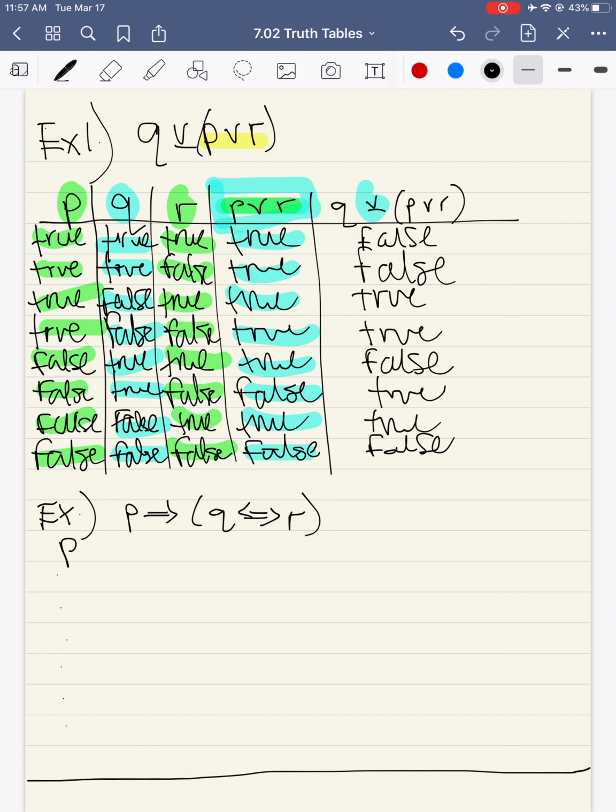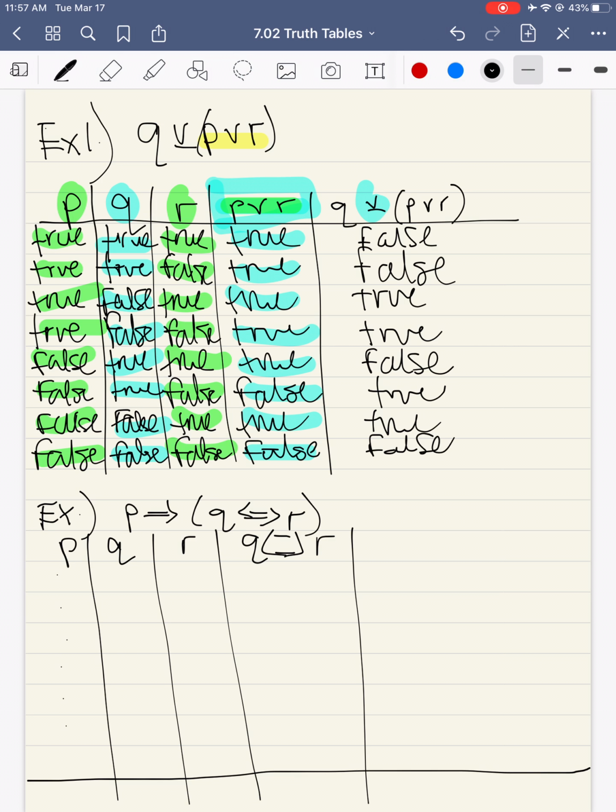So we have P, Q, R, and then again, I'm going to start with whatever's in parentheses. And then our final statement, since I don't have any other parentheses. So let's go ahead and just build this truth table.